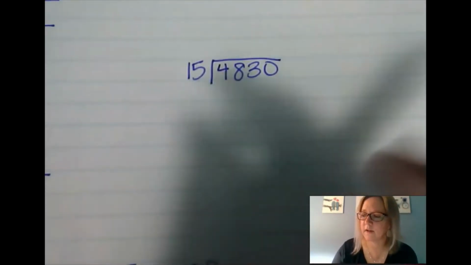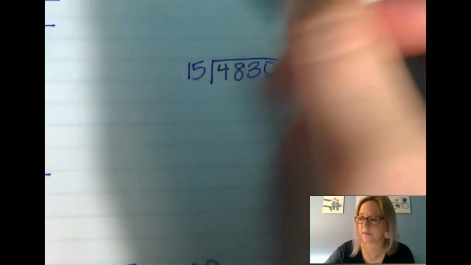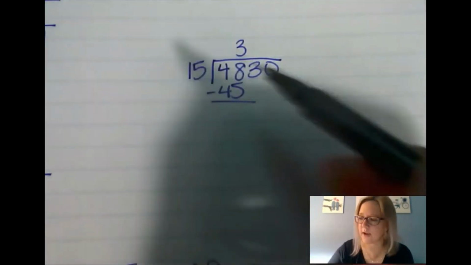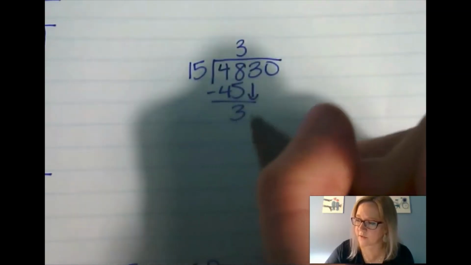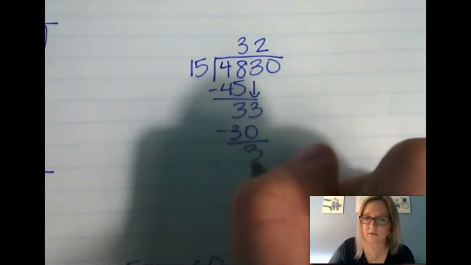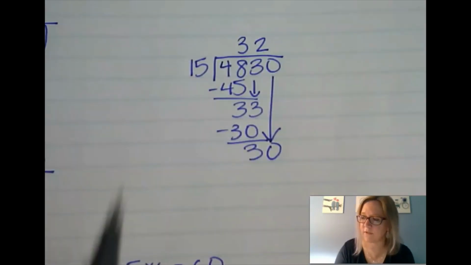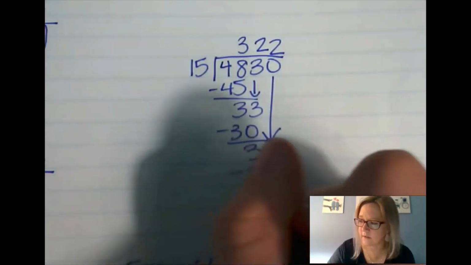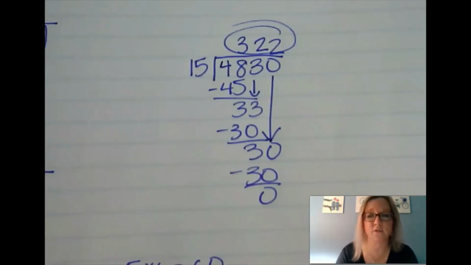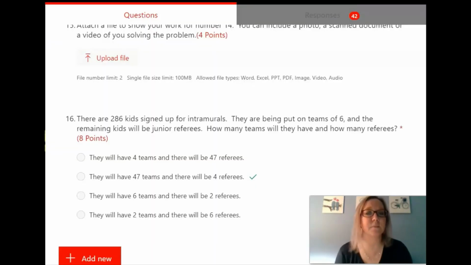So when we divide, 15 of course will not go into 4. 15 will go into 48 though, and that'll go 3 times. So I'm going to line up the 3 over the 8. 3 times 15 is 45. Subtract, 8 minus 5 is 3. Then I'll bring down the 3. 15 goes into 33 2 times. 2 times 15 is 30. Subtract and we get 3. Bring down the 0. And then 15 goes into 30 twice. I have nothing else to bring down. I've got a 0 here, so I'm finished. So my quotient was 322.